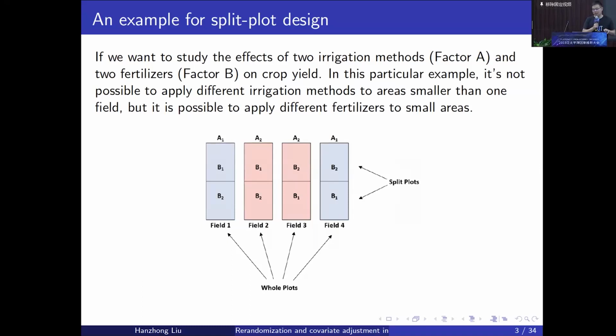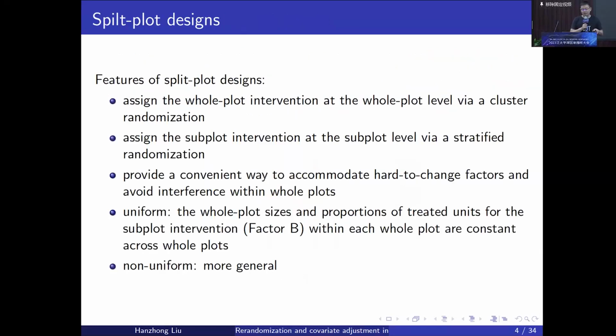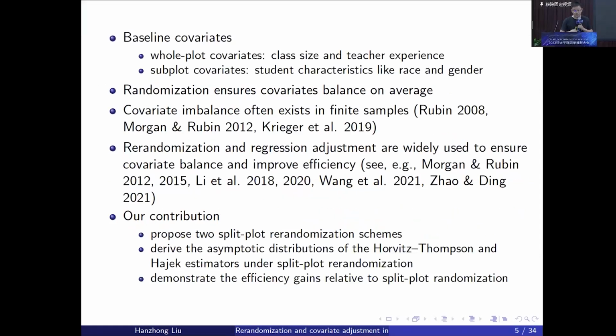Then we can assign the hard-to-change factor, the irrigation, at the whole plot level by a cluster randomization, and then assign the easy-to-change factor at the subplot level by a stratified randomization. The split plot design provides a convenient way to accommodate hard-to-change factors and can avoid interference within whole plots. If the whole plot sizes and the proportions of treated units for the subplot intervention within each whole plot are constant, then it is called a uniform design. Otherwise, it is a non-uniform design.